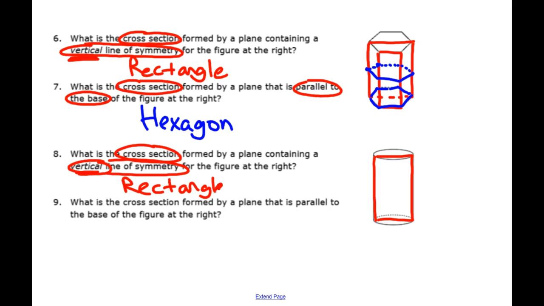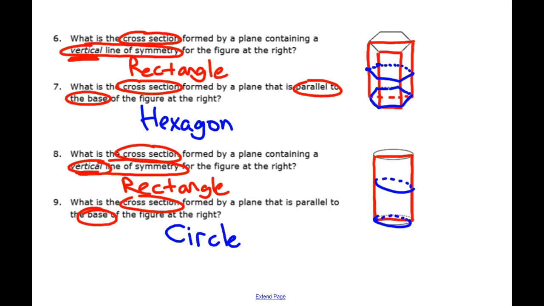Now what about number 9? Same picture. What's the cross section formed by the plane that is parallel to the base? What's the base shape of this? Circle. So if I cut it anywhere else parallel to that, I would get a circle. So far, so good. Kind of easy, maybe.